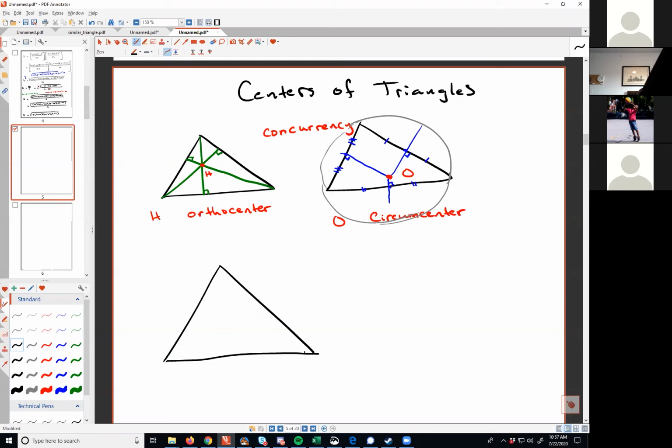Next, if we take the same triangle, and forgive my terrible art, if we take the same triangle and we draw the angle bisectors, those also just kind of magically meet at a point. And this one is I. It is the incenter, meaning the center of the incircle of the triangle.